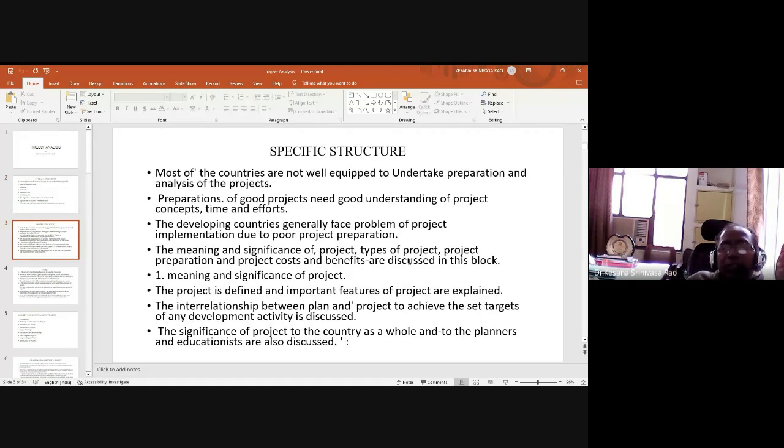Within this, the specific structure we are going to discuss is that most of the countries are not well equipped to undertake preparation and analysis of projects. In the majority of countries, earlier they were not well equipped to undertake preparation and analysis of these projects. Preparation of good projects needs good understanding of project concepts, time, and efforts.